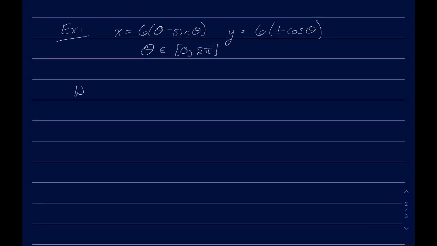For this video's example, we're going to look at the curve described by the parameterization of theta instead of t, and x is going to be equal to 6 times theta minus sine theta, and y is going to be equal to 6 times the quantity of 1 minus cosine theta, as theta ranges from 0 to 2 pi.